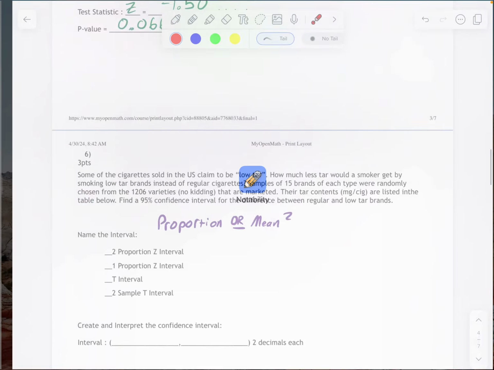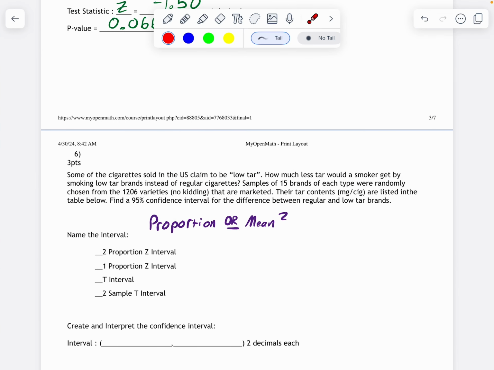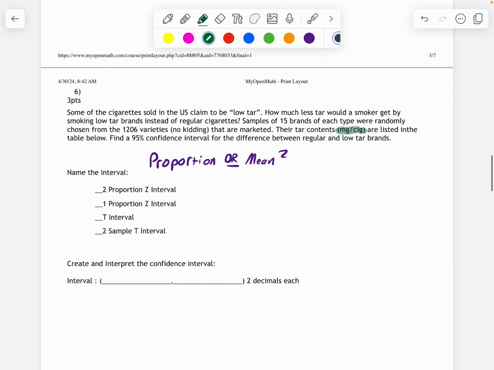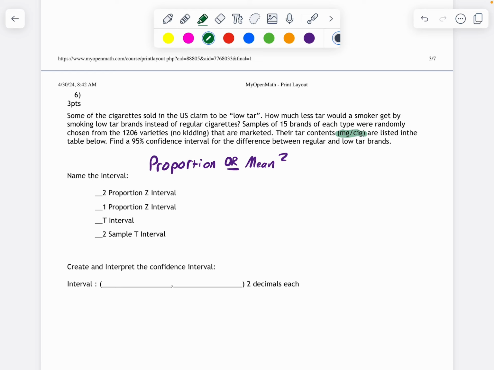Number 6. Some cigarettes sold in the US claim to be low tar. How much less tar would a smoker get by smoking low tar brands instead of regular brands? Samples of 15 brands of each type were randomly chosen from 1,266 varieties. No kidding, oh my gosh, that's how many kinds of cigarettes there are. Their tar contents, in milligrams, are listed in the table below. Oops, I don't have a table. Find a 95% confidence interval for the difference between regular and low tar brands.